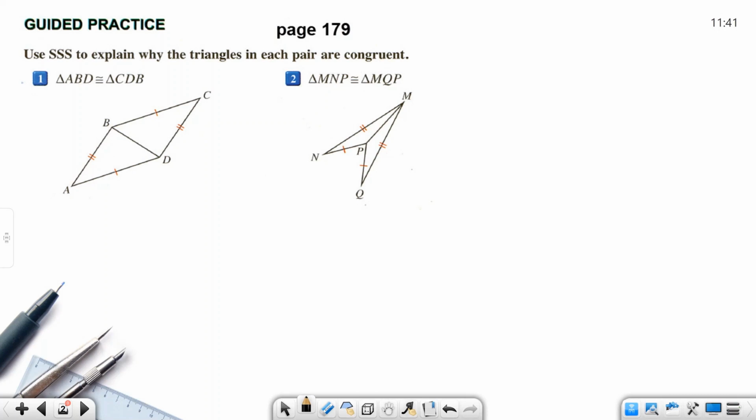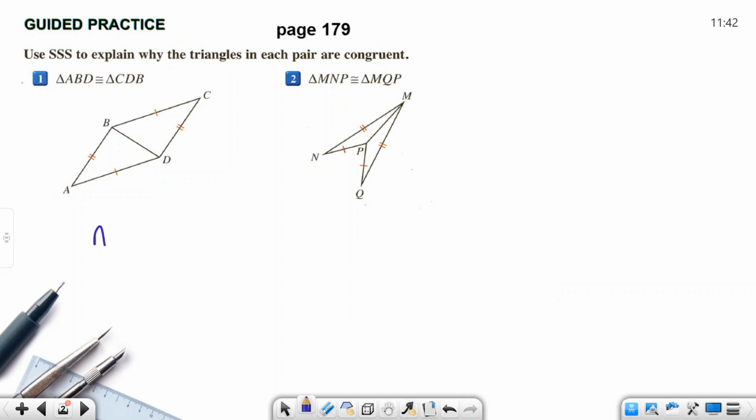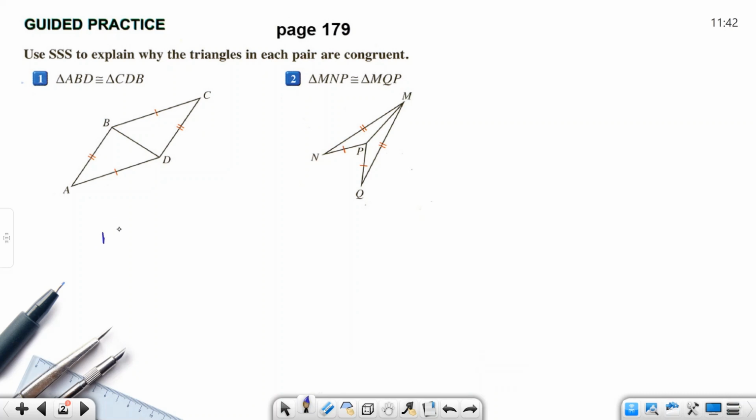Chapter 5, section 2. Okay, we will solve guided and independent practice again. It says use the SSS to explain why the triangles in each pair are congruent. So as you see, sorry, let's choose the Chinese brush. That's better, yeah.